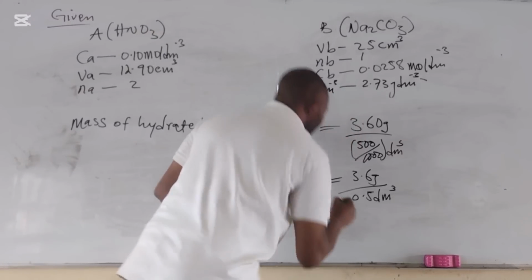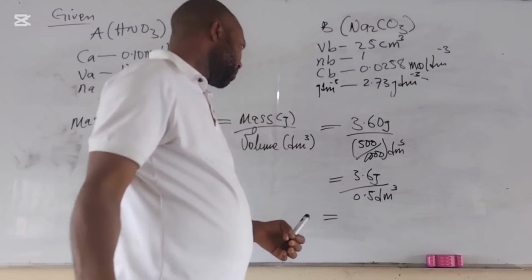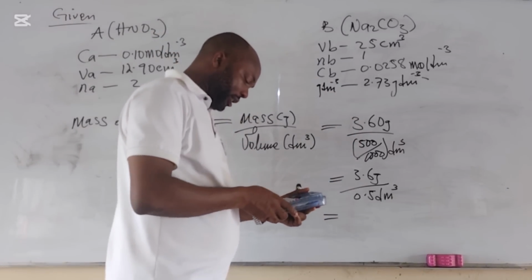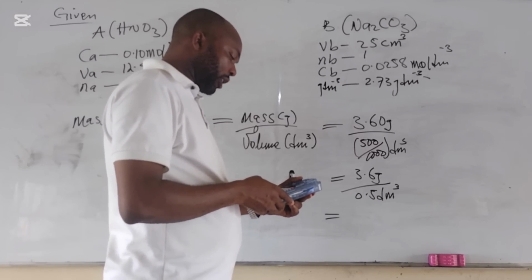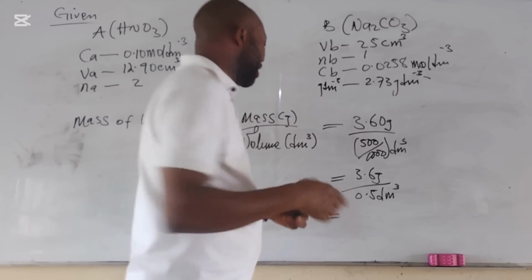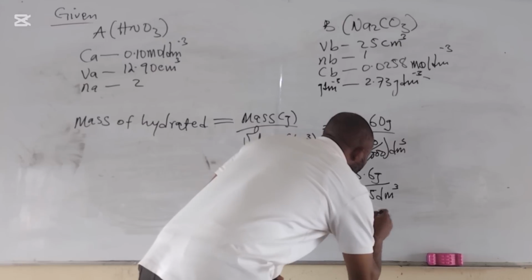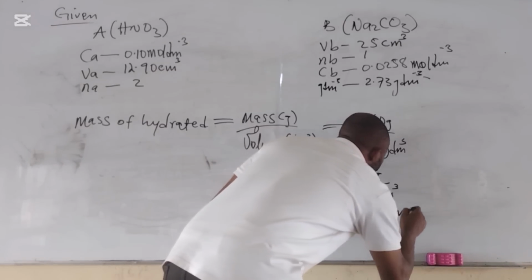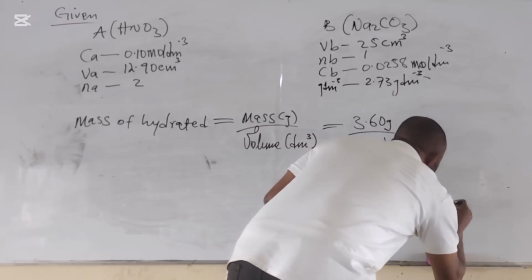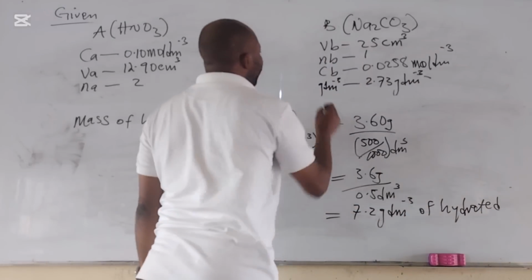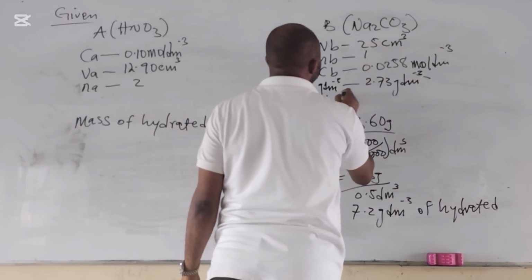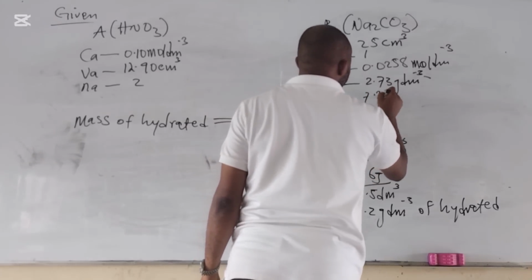And this is 3.6 gram over 0.5 dm³. And this becomes 3.6 divided by 0.5. That is 7.2. It has to be higher. That's correct. 7.2 g/dm³ of hydrated B. So for hydrated, g/dm³ is 7.2.